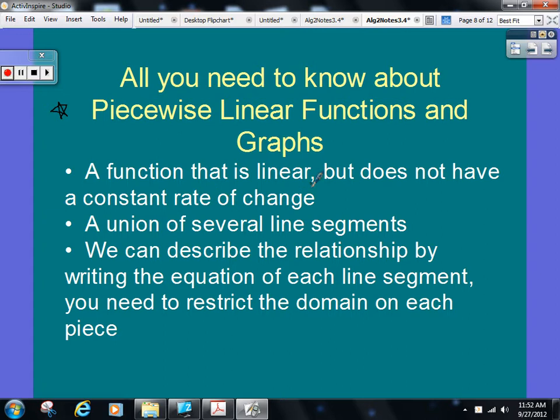A function that is linear is a piecewise function, but it does have a constant rate of change. We're going to have bits and pieces, and hence the word piecewise. It will be the union of several line segments, and we have seen one of these before, and we're going to look at it in a second. What we do is write each little piece of the line's equation, and then we'll have to restrict the domain on that piece. As we do the example, it'll make more sense to you. This will, I think, be on the test, and usually kids do struggle on it, so hang in there.